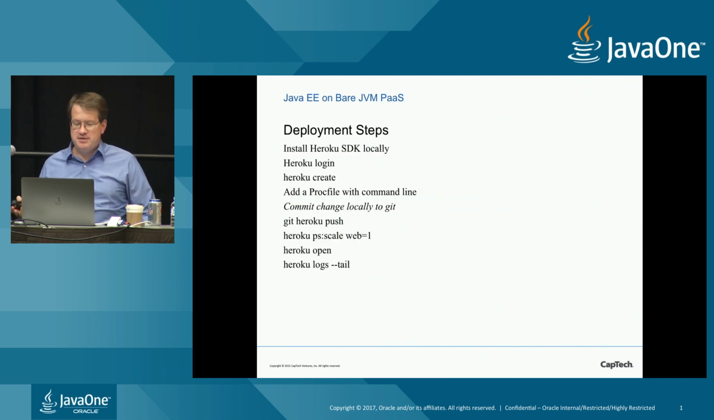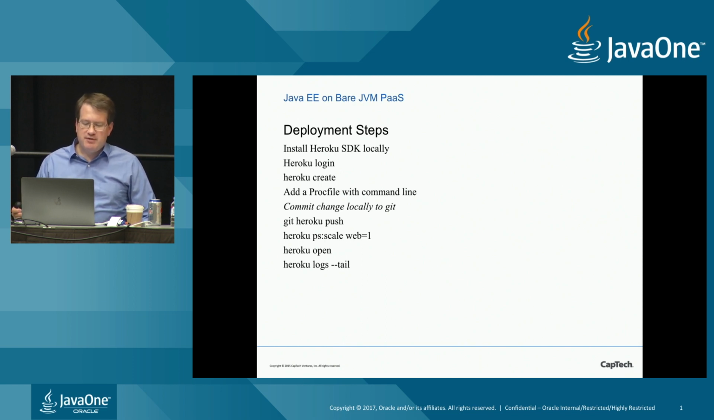The deployment steps are fairly simple. You install the Heroku SDK locally on your computer, and this gives you a command line to execute commands. The first one you execute is heroku login, which sets up a session. It's like doing the AWS login for the first time on your local machine, so you don't have to log in for all the subsequent commands. To create an application, you do heroku create. If you don't provide a name, it makes up something random for you.